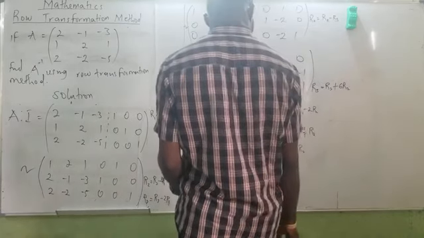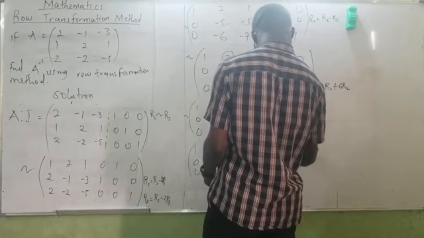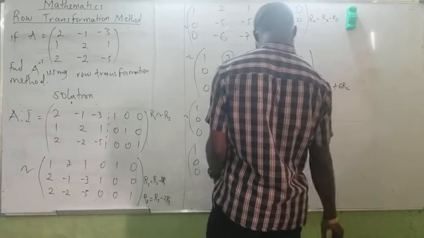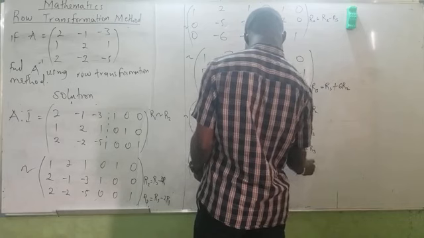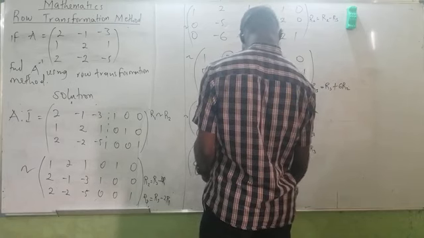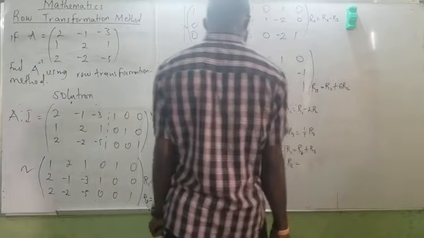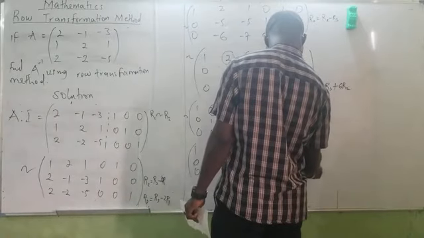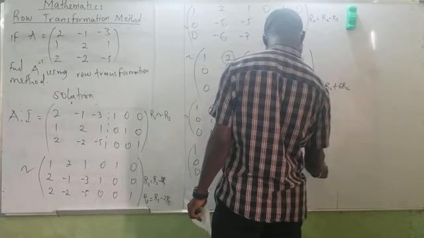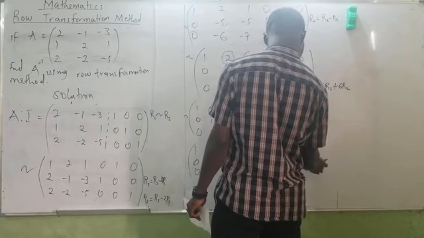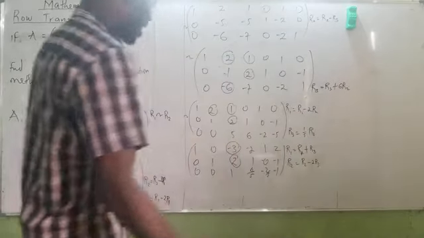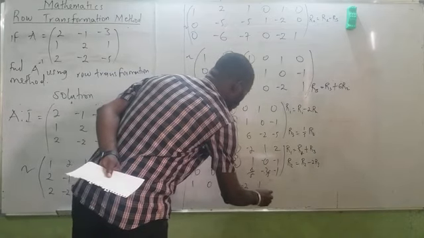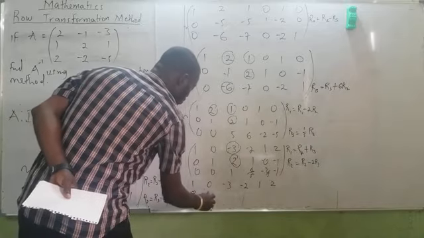Now I can say that my row 1 equals to, I can say that row 1 plus row 3. I can also say that my row 2 can be equals to, I can also say that my row 3 can be equals to row 2 minus 2 row 3. Yes. Since I have that, it means I'll be having 1, 0, minus 3, minus 2, 1, 2. And here will be 0, 1.